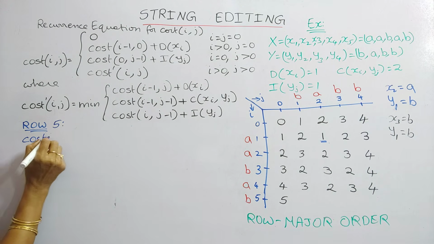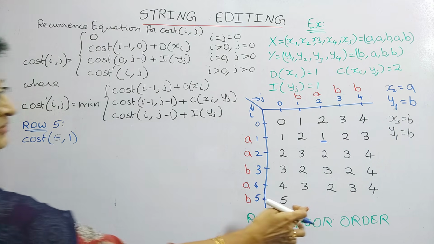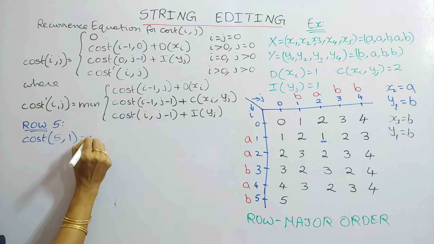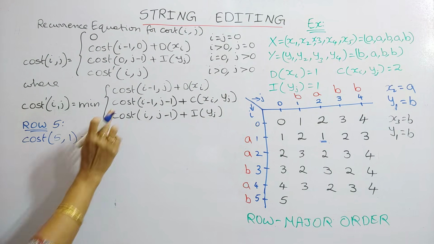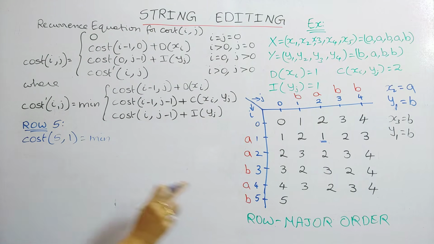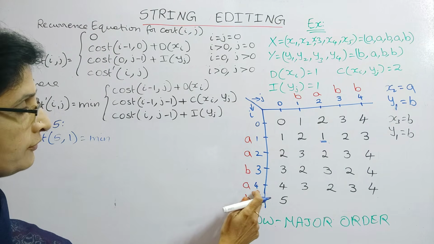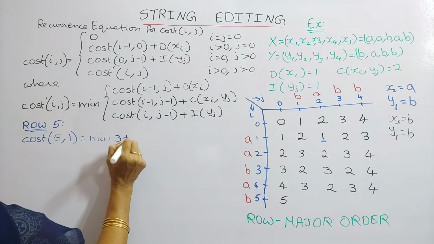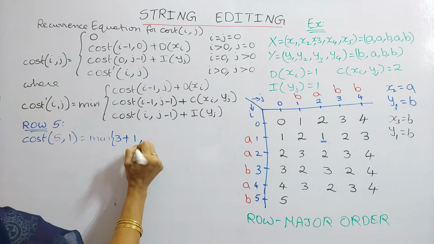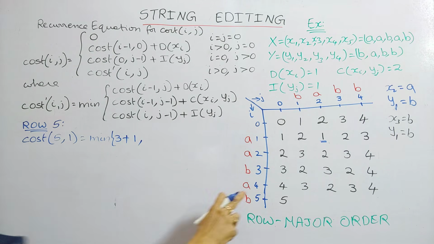cost of 5 comma 1. The first one is 5 comma 1. So it is minimum of, directly I am writing the values. It is cost of 4, 1. Cost of 4, 1 is how much? It is 3. 3 plus insert operation means 1. Again next one is cost of 4, 0.